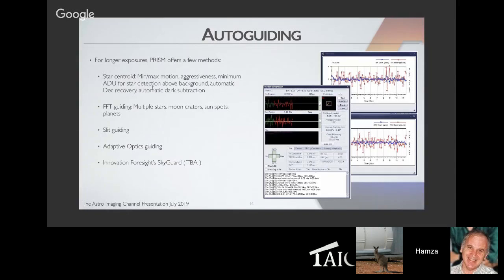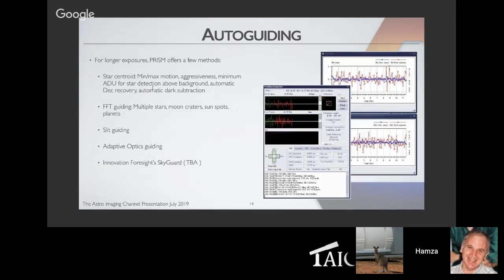Autoguiding. For longer exposures, we offer a few methods. You can use a star centroid, and we give you the freedom to use what's the minimum motion to trigger a correction, what's the maximum motion that we should use as well. You can set the aggressiveness for both RA and DEC, and you can set up the minimum ADU for star detection above the background. If you're particular about that, you could do that. 500 ADUs, 1,000 ADUs above the background.